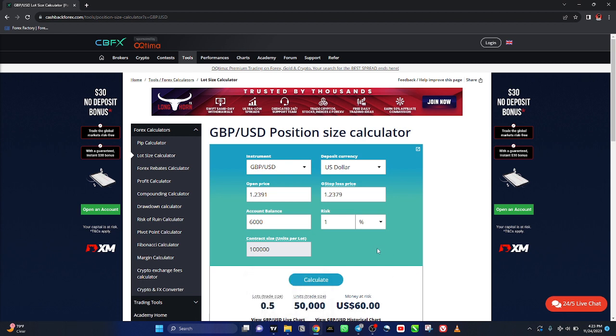So I should be risking 0.5. You understand? That's 50,000 units. Then I'll be risking $60. You see that I'm not the one that came up with that idea of using 0.5. I want to risk 1%. My lot size should be 0.5. It brought it out, and I'll be risking $60 of my account. In case the trade goes against me, I'll be losing just $60.